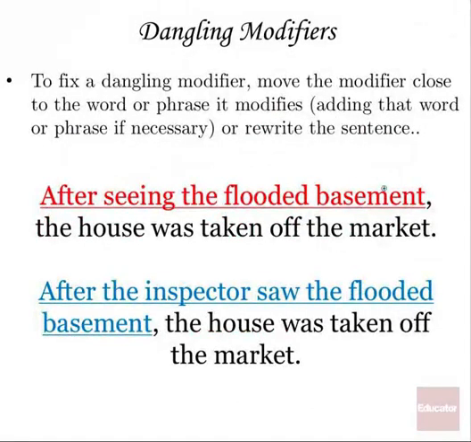All right, how do you fix a dangling modifier when you find it? Well, what you do is you move it close to the word or phrase that it modifies, adding that word if necessary. So you'd have to put a boat in that sentence. Or you rewrite the sentence. So let's take a look at this one.